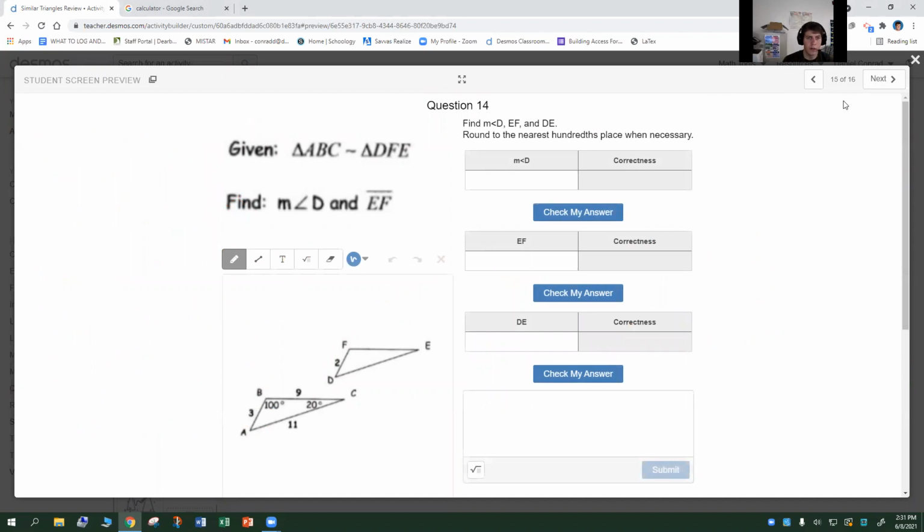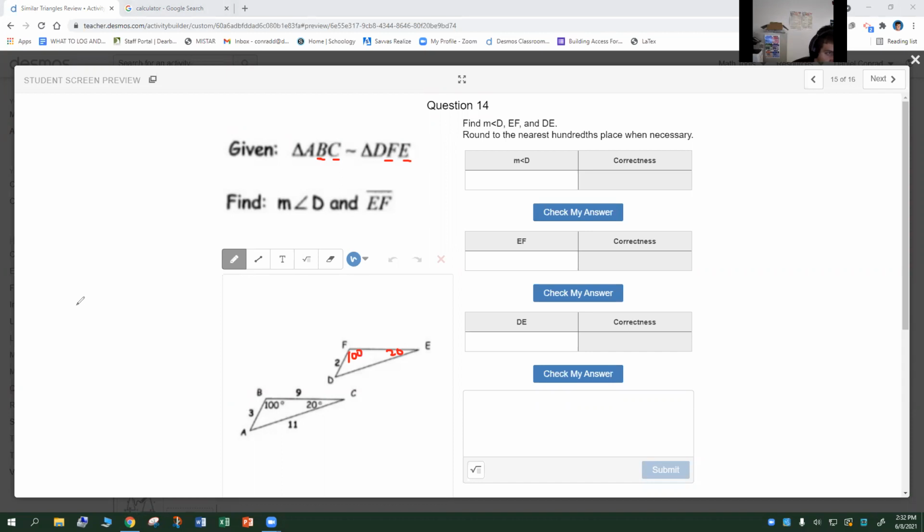All right. So we have to find the measure of angle D. We have to find the distance between E and F and the distance between D and E. So the angles are the easy ones. Angles are congruent. Angle B is going to match up with angle F, so that one's 100. Angle C is going to match up with angle E, so that one's 20. If the figures are similar, which is what it's saying right here, triangle ABC is similar to triangle DFE, we know angles are congruent and sides are proportional.